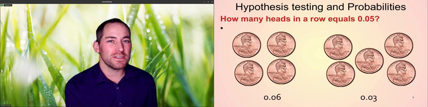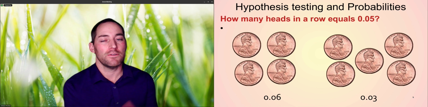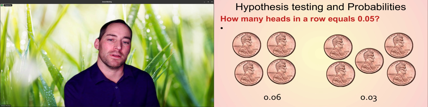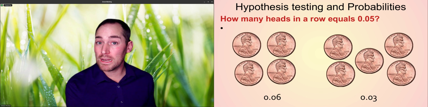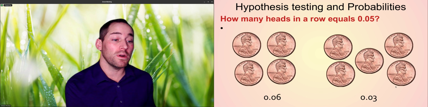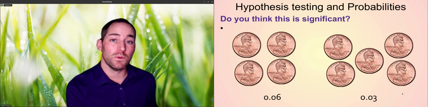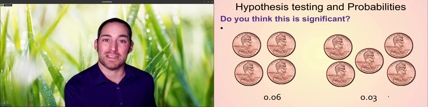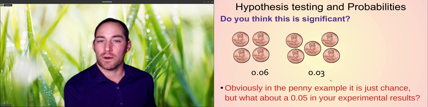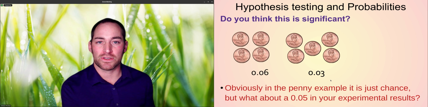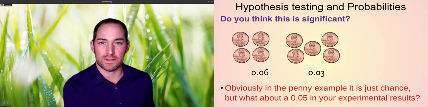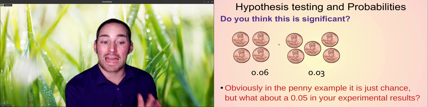So is that conservative enough for you? For me, not quite. Yes, 4 heads in a row is pretty impressive. 5 heads in a row is more impressive. But what do you think? Is this significant to you? Is this statistical significance enough? So obviously the penny example is actually just chance. There's a 50% chance of it landing on heads, right? So it is actually chance.